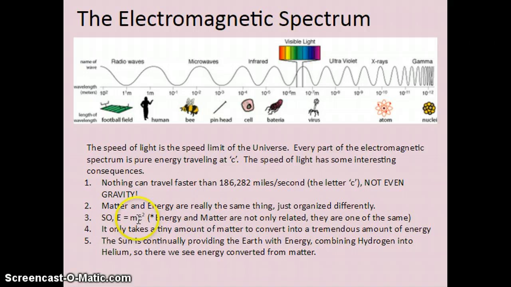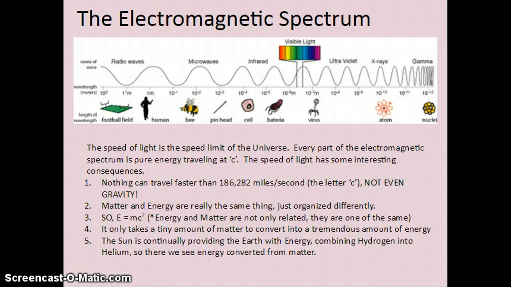Right? When I multiply something times 186,282 miles per second and I square that value, it gets pretty big pretty quick. And the sun is continually providing the Earth with energy, combining hydrogen into helium through thermonuclear fusion. And this is where we can see the direct conversion of matter into energy.